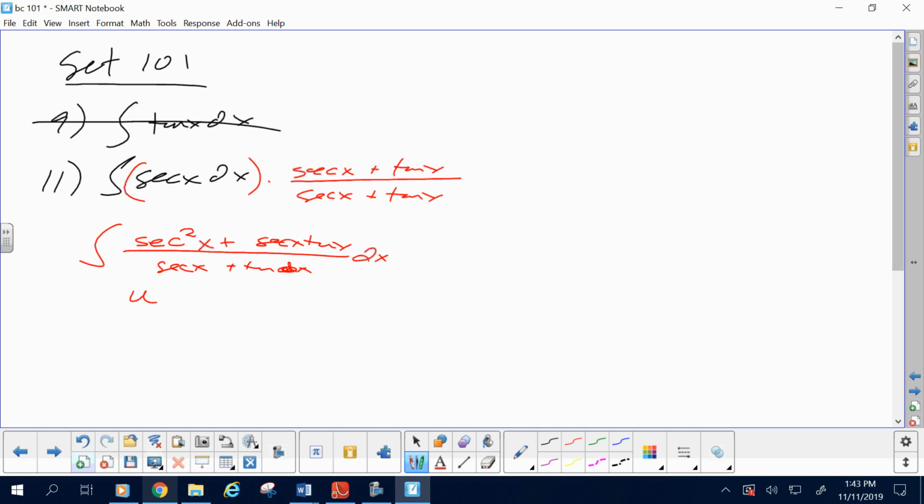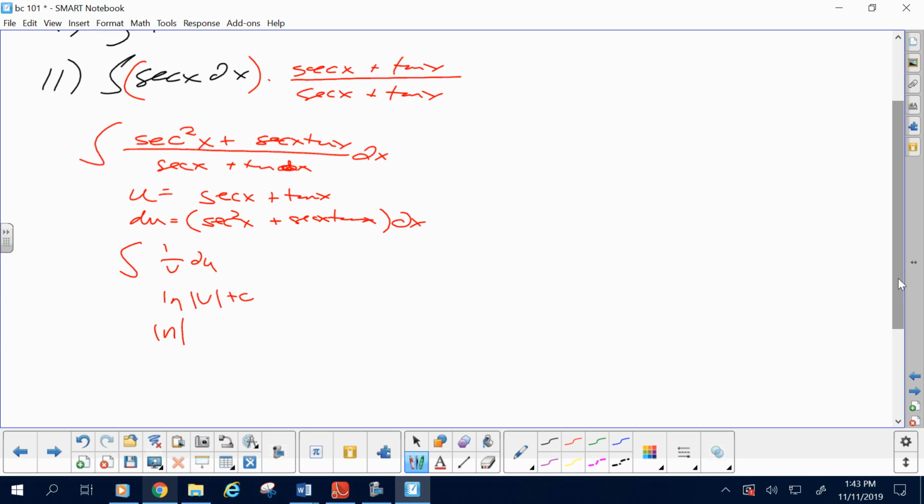Okay, then what should we let u equal? Secant plus tangent. And therefore du is secant squared plus secant tangent, actually probably in the opposite order, but it's addition, so it doesn't matter. So that the problem becomes 1 over u du, the antiderivative of which is natural log of the absolute value of u plus c, and then our final answer is the natural log of secant x plus tangent x. Sweet. All right. Not quite warm, I must say, so let's try another one.